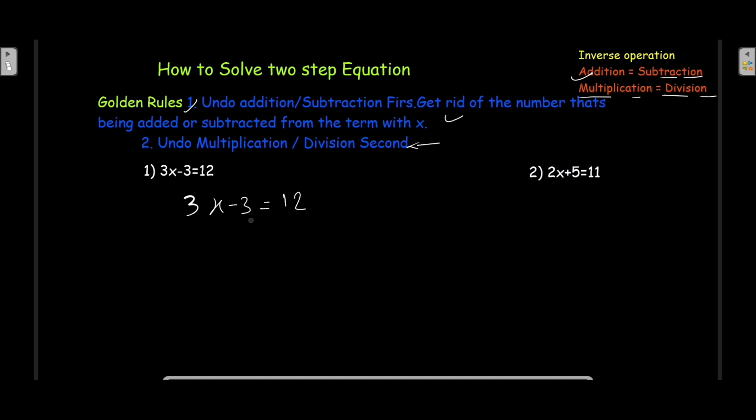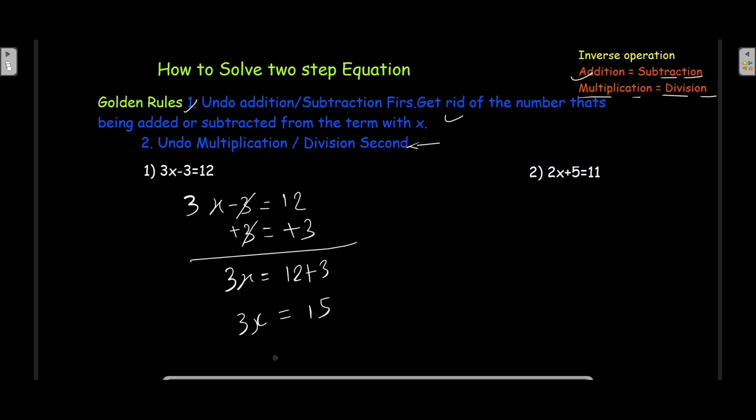If we want to undo this minus 3, we have to add plus 3, and remember this: whatever we do to one side of the equation, we have to do the same to the other side. So we add 3 here also. Plus 3 and minus 3 cancel out. So 3x is equal to 12 plus 3, which gives us 15. So 3 times x is equal to 15.